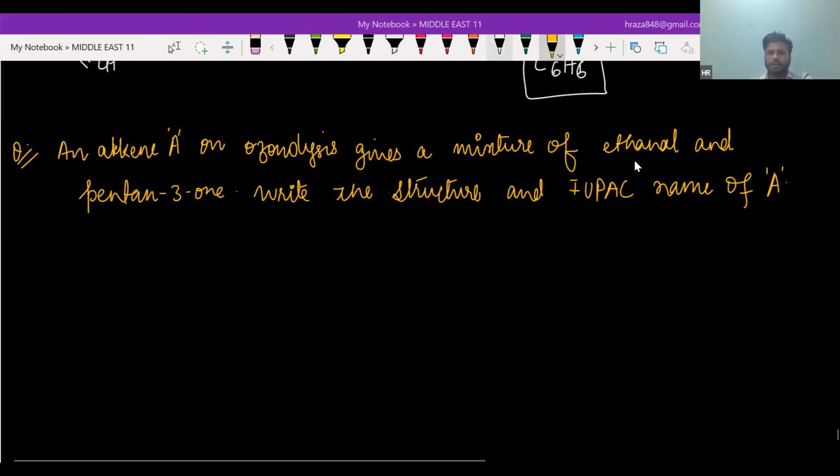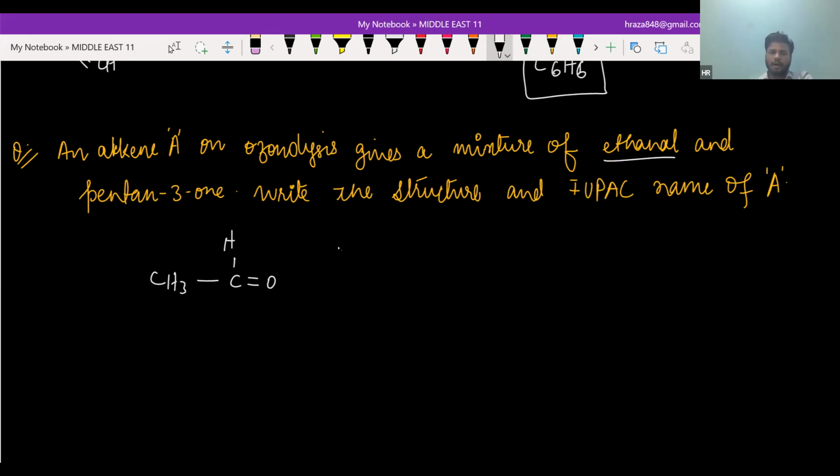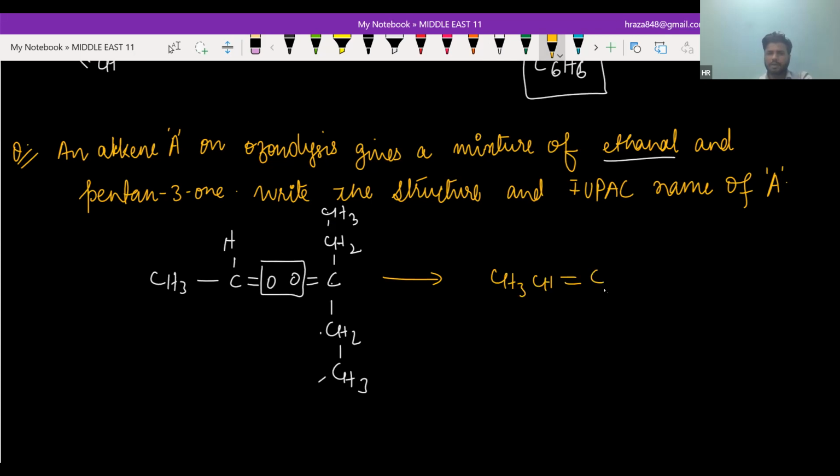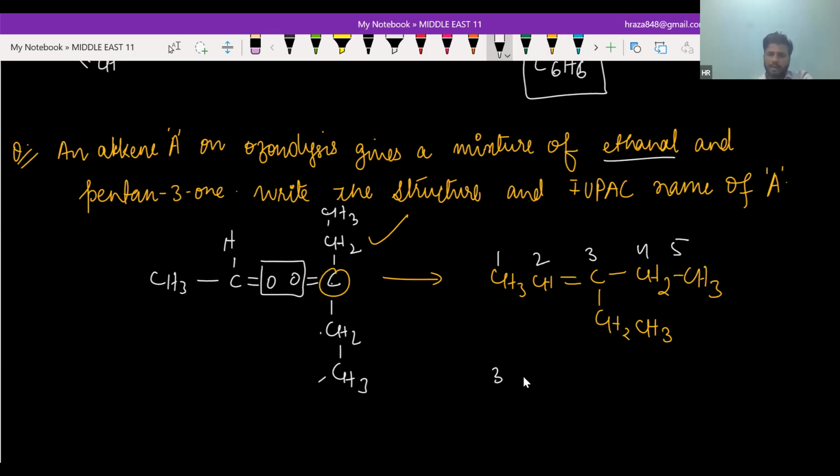Okay, see, what I told you is that ethanal I'm going to write as CH3, C double bond O, H, and pentan-3-one, I'm going to write as C double bond O with the carbonyl on the third carbon. So CH2, CH3, and here it will be CH2, CH3. So 1, 2, 3, 4, 5. You are going to remove the oxygens, so it will be CH3, CH double bond C, and then CH2, CH3, and again on this C, CH2, CH3. So you can number it and name it 1, 2, 3, 4, 5. So the name is 3-ethylpent-2-ene. Very good.